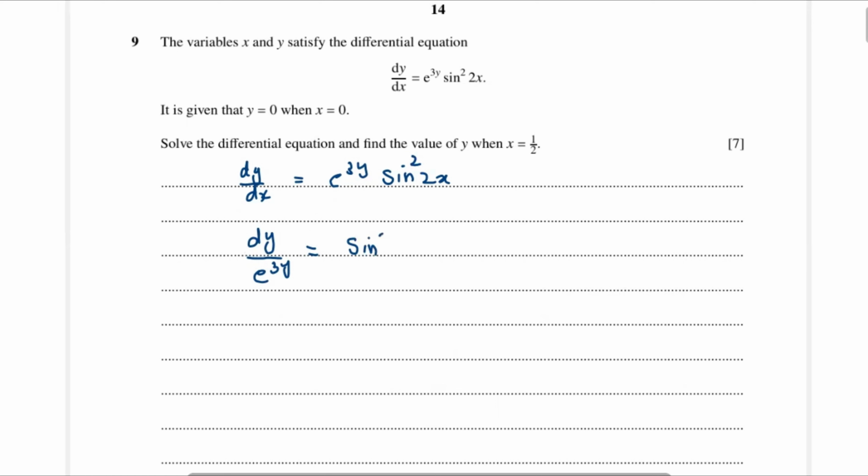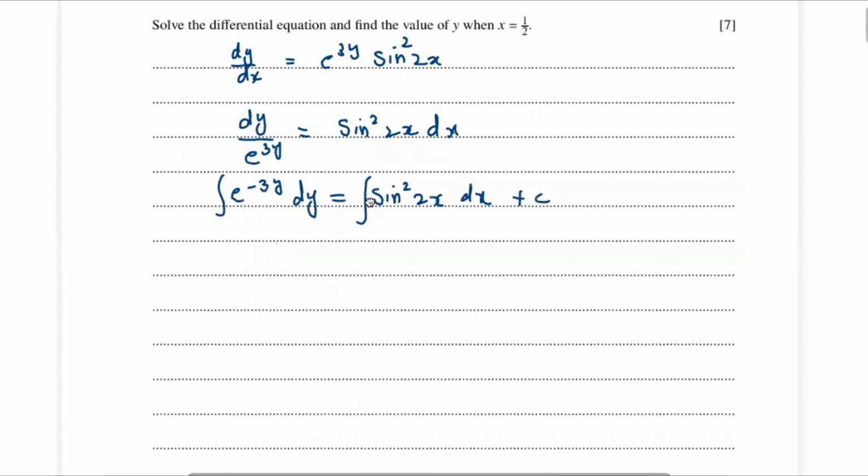Now we write it as sine square 2x dx. Now we shift the e power 3y from the denominator to the numerator, which becomes e power minus 3y dy, and sine square 2x is written as it is. Now we integrate on both sides.